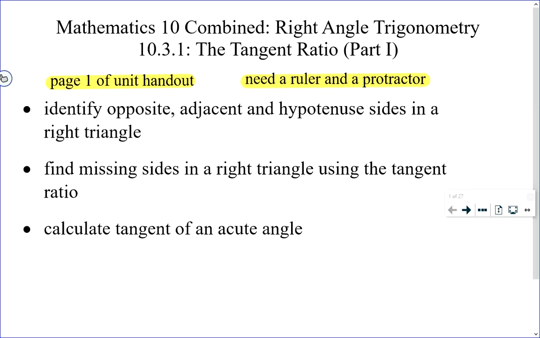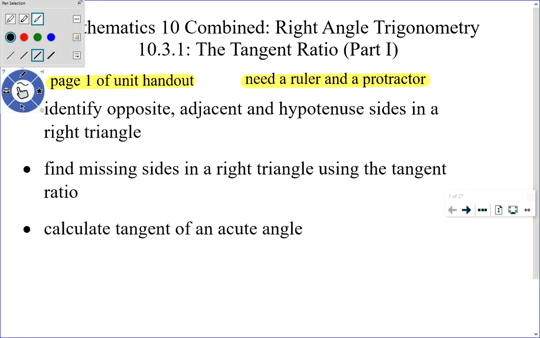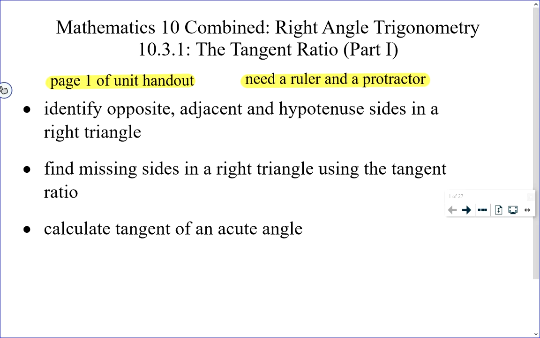What we want to ultimately do today is learn about something called the tangent ratio in trigonometry. But in order for us to learn about the tangent ratio, we need to learn how to label sides of triangles. We call the three sides of right triangles, and we'll get to what that right triangle means in a second, the opposite side, the adjacent side, and the hypotenuse. So we're going to start off by learning how to label those sides of a triangle, and then we're going to learn about what the tangent ratio is and solve some problems with the tangent ratio.